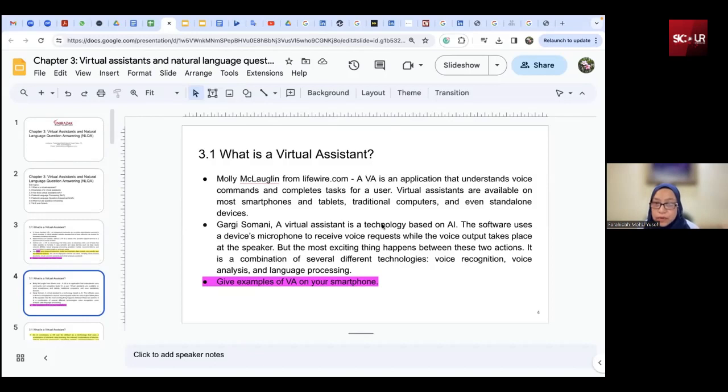Receive voice requests, and then the output takes place from the speaker. But the most exciting thing happens between the two actions, which is combining several different technologies such as voice recognition, voice analysis, and language processing. So when you say virtual assistant, it involves several devices, right? For example, here it's saying a microphone and speakers to capture voice and output the voice.